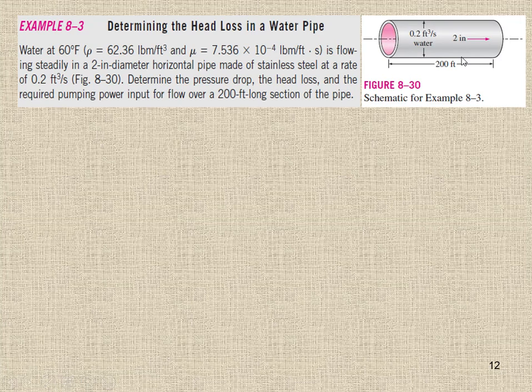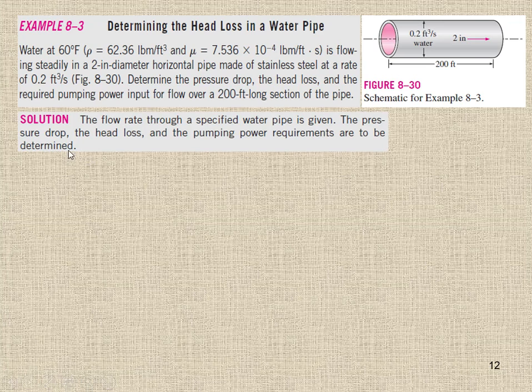This is a 200 feet pipe. This is a constant diameter pipe of 2 inches, and this is the flow. This is the 0.2 feet cube per second flow. Here most of the units are given in feet, in the FPS system, so we will solve this problem in the FPS system.